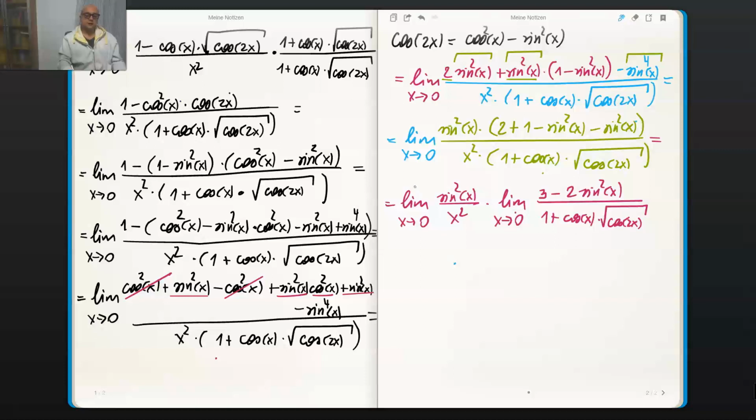This is a double 1. Sine of x divided by x times sine of x divided by x. As x is approaching 0, this is 1 times 1, which is 1. This one is approaching 0. This one is approaching 1. This one is approaching 1 as well. So 1 plus 1 is going to be 2. And we are getting 3 divided by 2. This is the result of this limit.